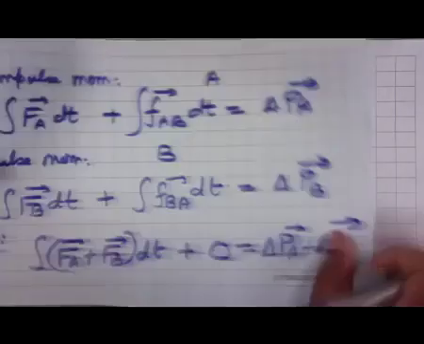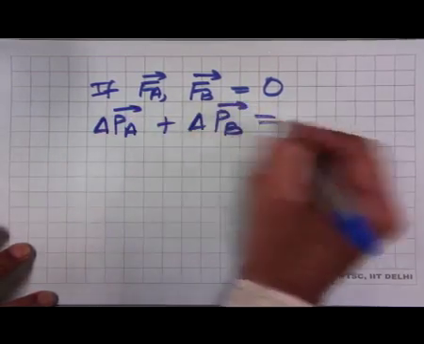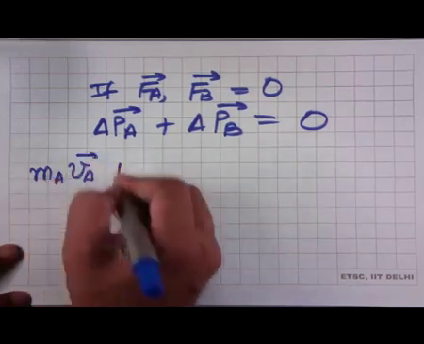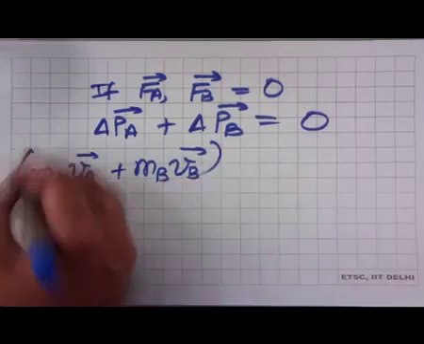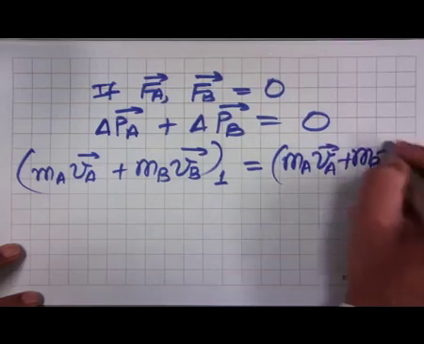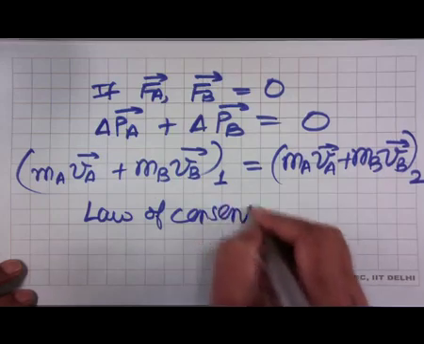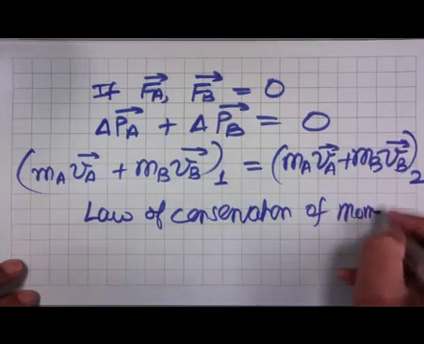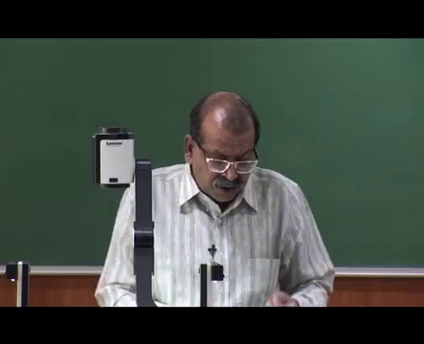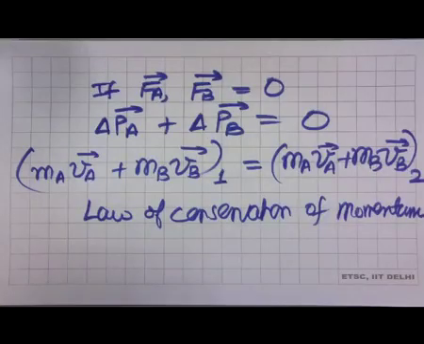if F_A plus F_B is equal to 0, then the change in momentum of particle A plus change in momentum of particle B is equal to 0, and this I can write as M_A V_A plus M_B V_B at state 1 is equal to M_A V_A plus M_B V_B at state 2, and this is what we call the law of conservation of momentum. As we said, this could be used if we have impact problems, collision problems, then if external forces are 0, then we can use this.